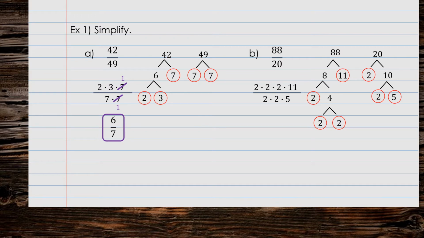Now, in order to reduce this, we look for common factors that appear in the top and the bottom. Notice we have a pair of 2's. We have another pair of 2's. Is there anything else? No. So the last thing we need to do is to simplify our fraction. In the top, we have 2 times 11, and in the bottom, we have 5 times 1. So your final simplified answer is 22 over 5.